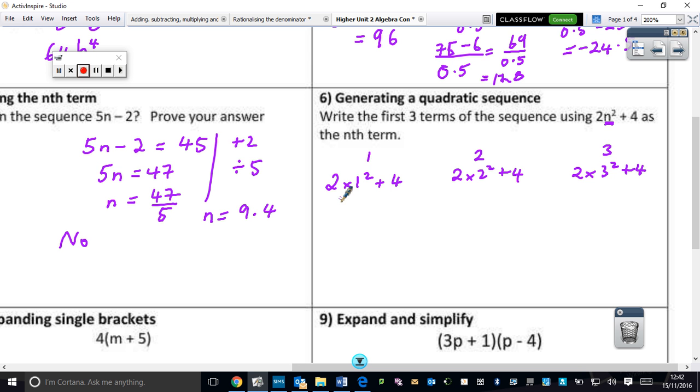Right, 2 times 1 squared, so that's 2 times 1 add 4. 2 times 2 squared, that's 2 times 4 add 4. 2 times 3 squared, that's 2 times 9 add 4. And then I can just work them out. So that's going to be 2 add 4. That's going to be 8 add 4. You guys don't have to do it to this level of detail. I just want to show you how you can work them out, how you go through the numbers and get the right answer bit by bit.